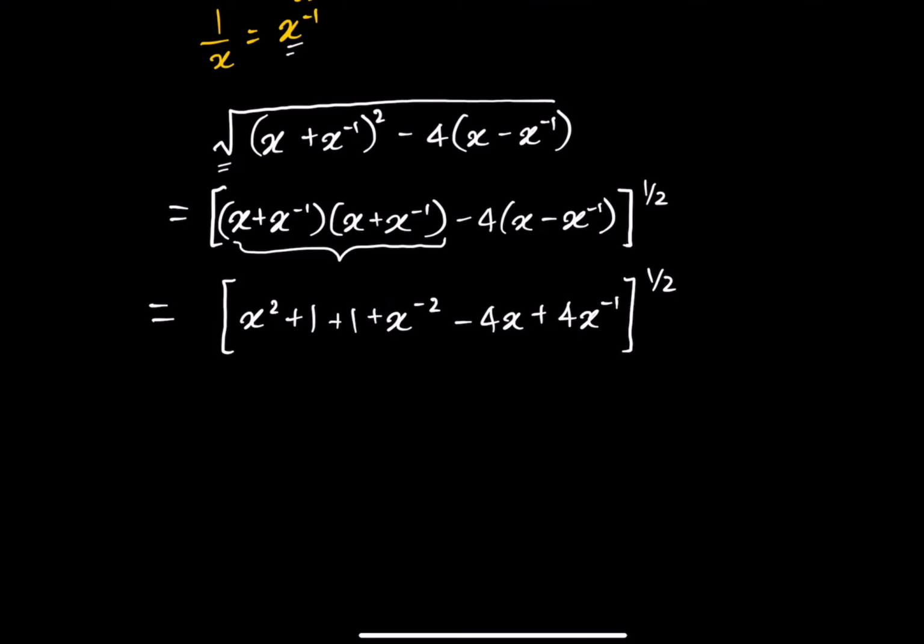So now we're going to simplify this equation a bit more. We're going to combine all the like terms, and we're going to write it in descending order of the powers. So that gives us x squared minus 4x plus 2 plus 4x raised to the power negative 1 plus x raised to the power negative 2.